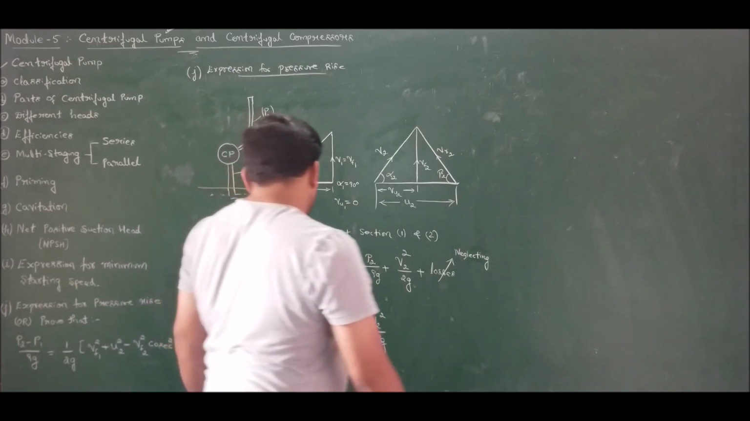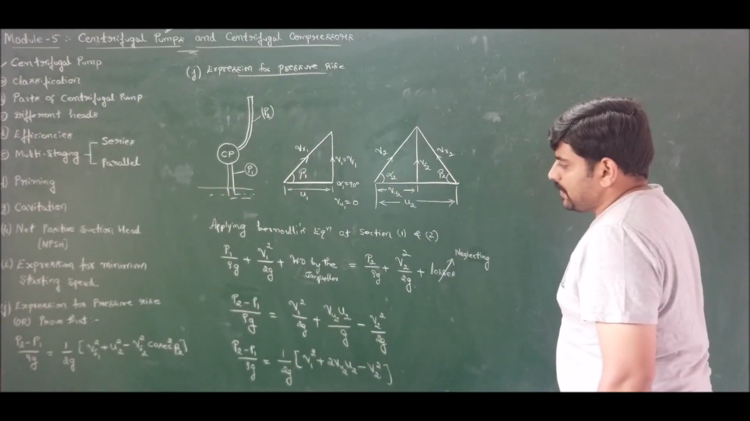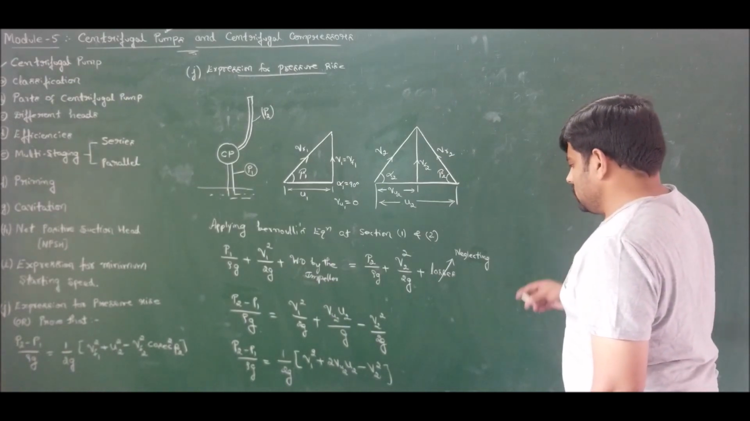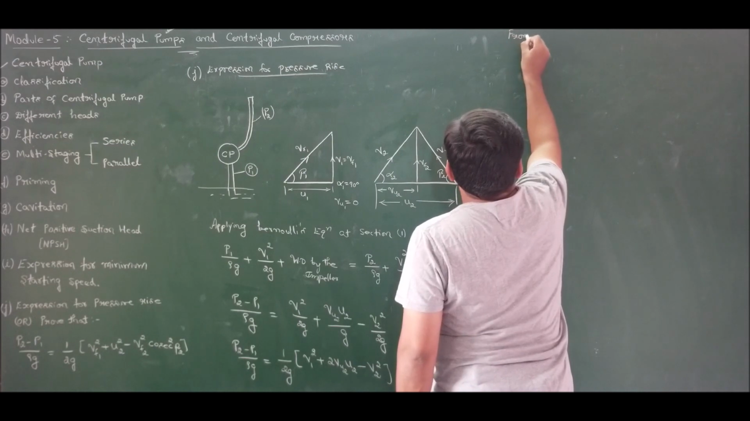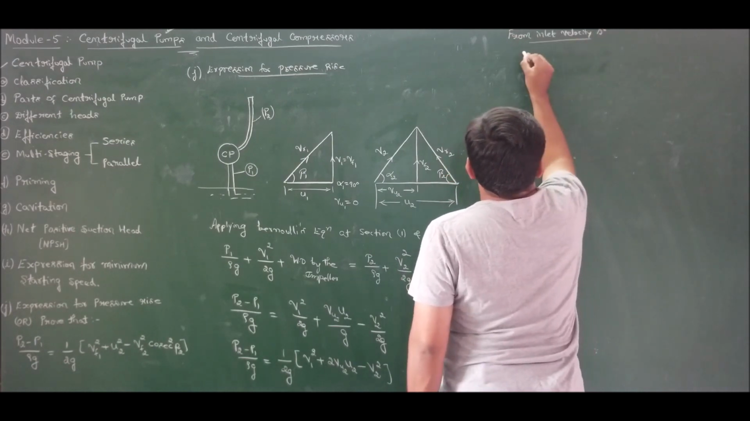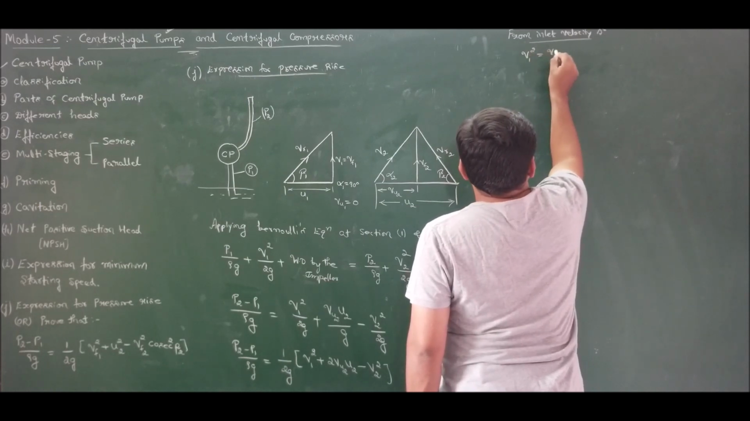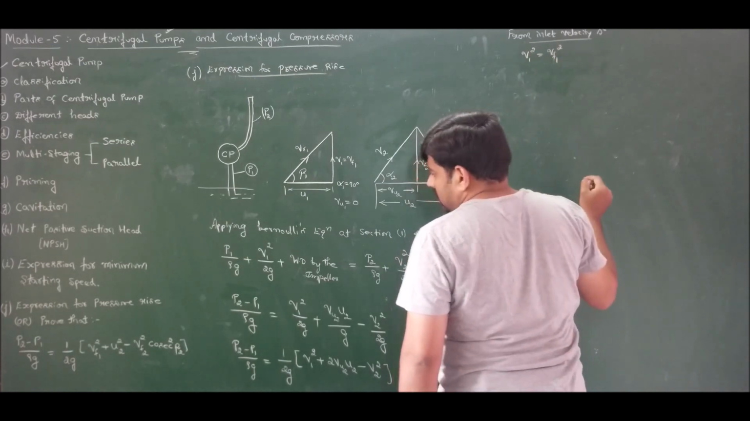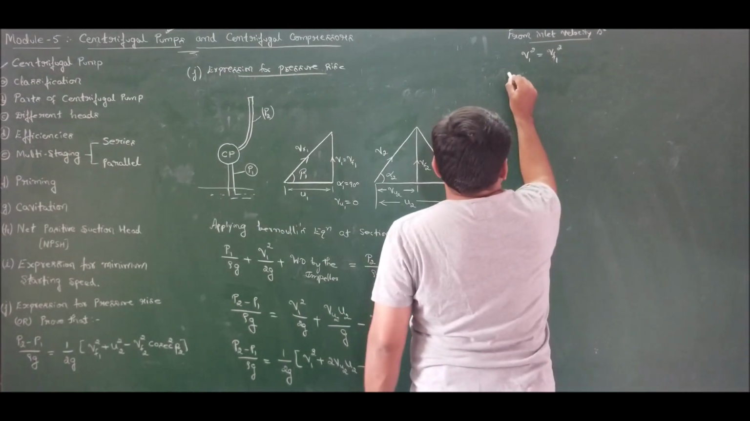Now, if you clearly observe, we want to express everything in terms of flow velocity and blade discharge angle beta 2. So therefore, from inlet velocity triangle, we know that V1 square is equal to Vf1 square. Done. Now coming for V2 and Vu2 from exit velocity triangle.